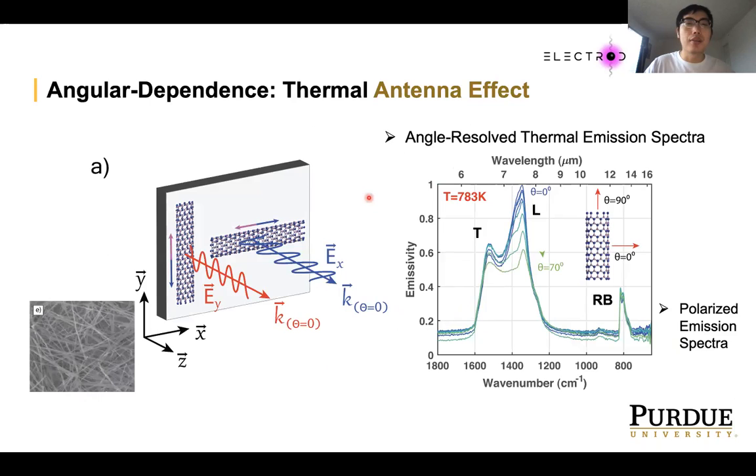And finally, we show a very interesting thermal antenna effect in this disordered system. As we increase the emission angle, we can see the thermal radiation of the L mode is decreasing. We can explain this thermal antenna effect as follows: even though the nanotubes are in a disordered system, there is still a degree of quasi-order, which is that almost all the nanotubes are lying in the same 2D plane. There are no nanotubes standing vertically on the substrate.